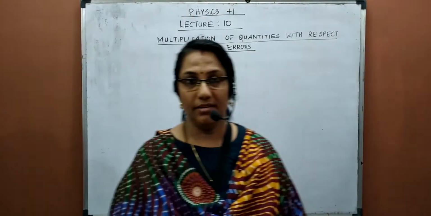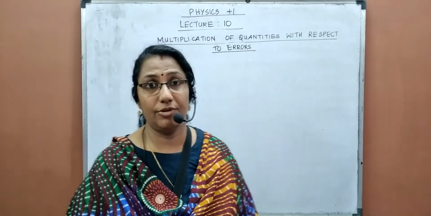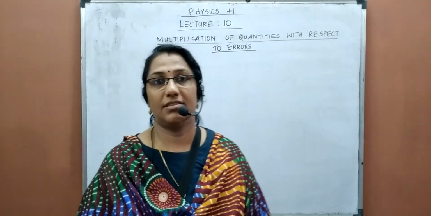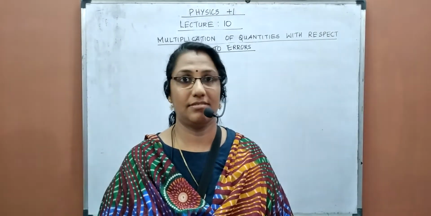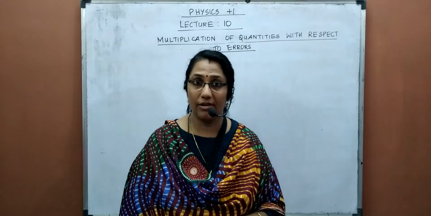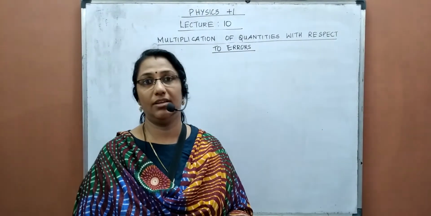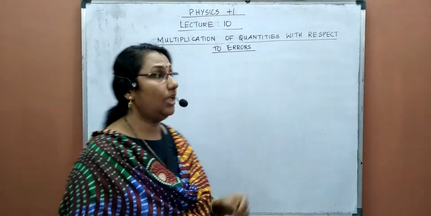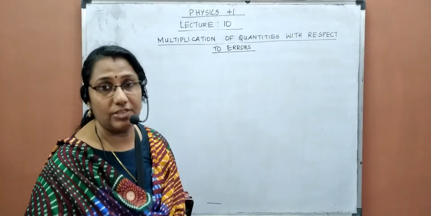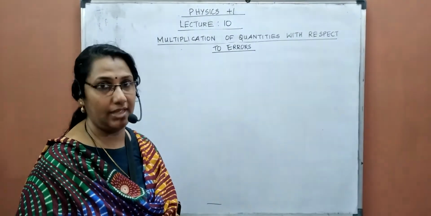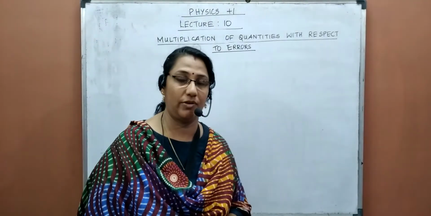Hi students, this is our 10th lecture of units and measurement, and we were discussing the combination of errors. In the last class, we had already discussed the combination of errors during addition and subtraction, and today we are going to the multiplication of quantities with respect to the errors. What happens to the errors when two quantities are multiplied together?